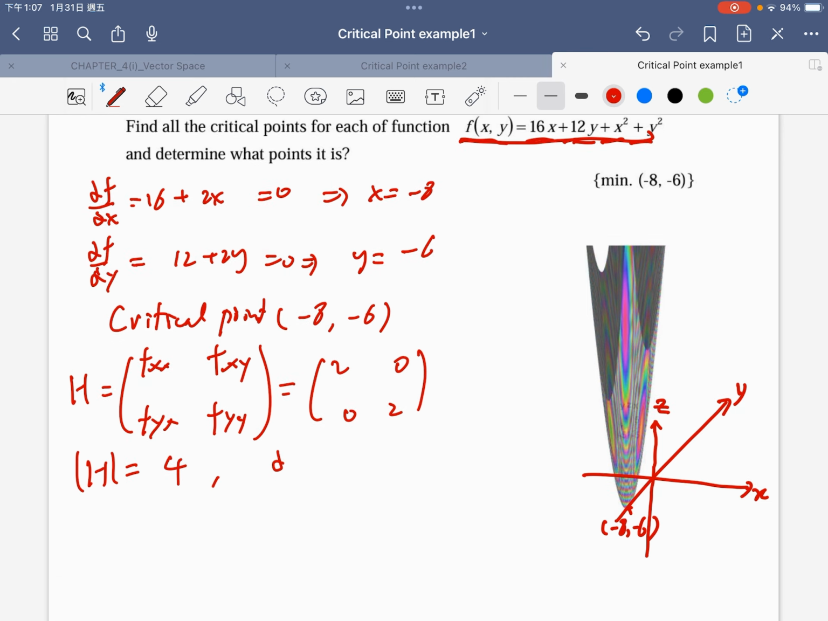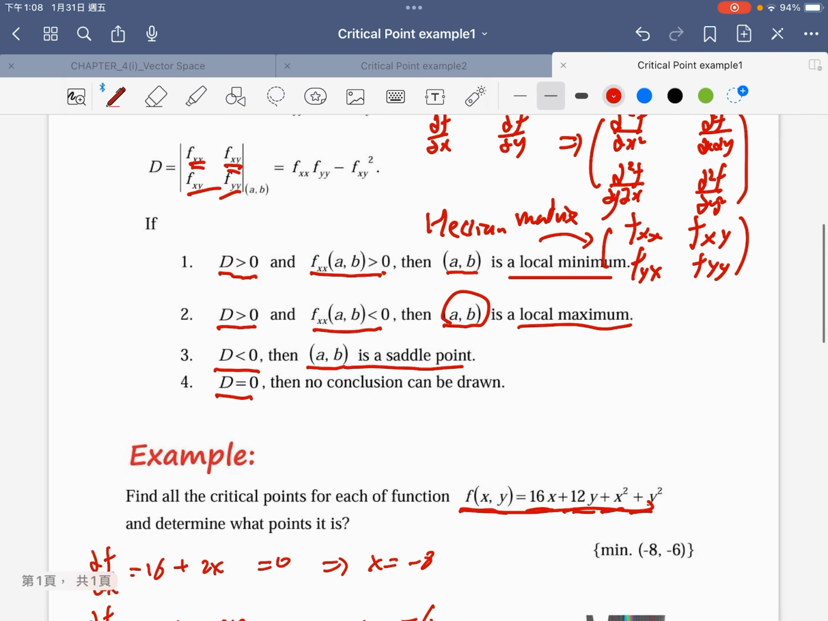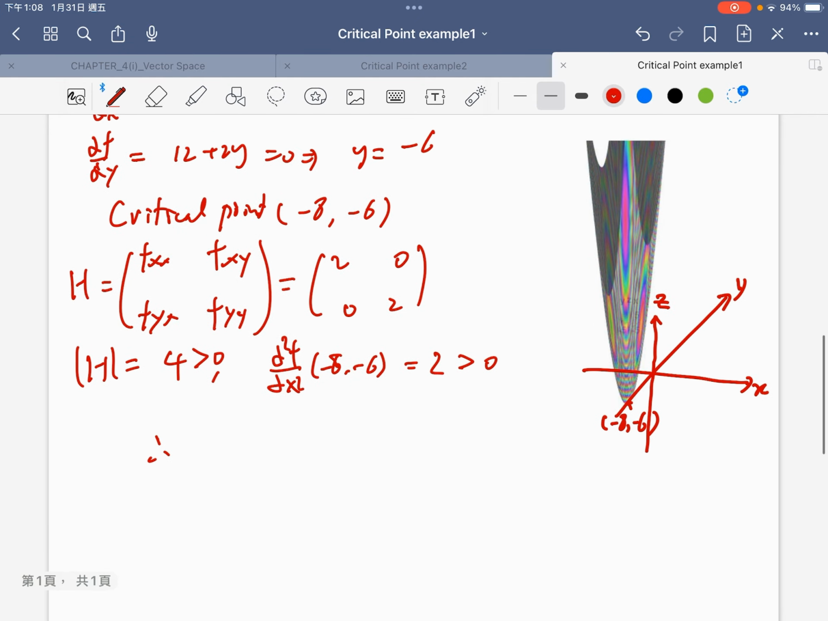Moreover, ∂²f/∂x² at the point (negative 8, negative 6) is, for any value, 2, greater than 0. Both the Hessian determinant and this are greater than 0, so that point is a local minimum. Therefore, (negative 8, negative 6) is a local minimum point. That is the result here.